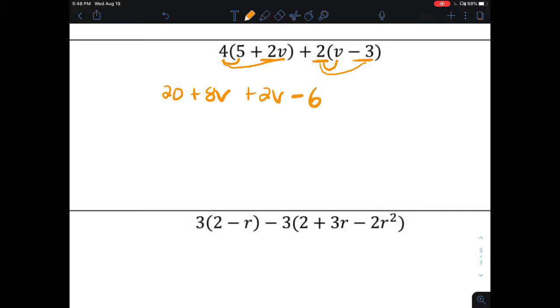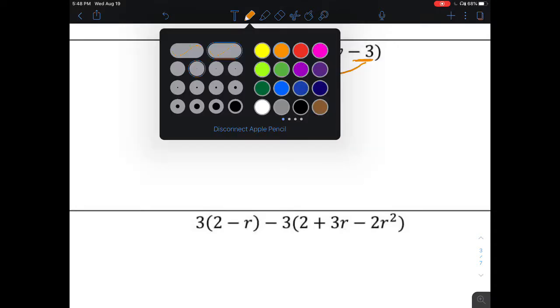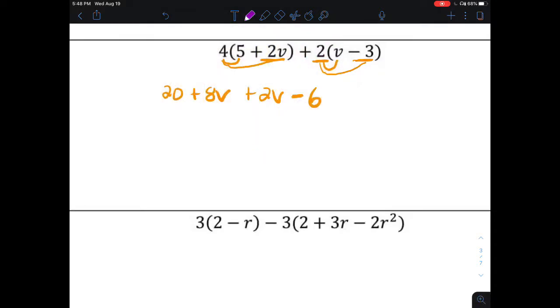Now we're at the point where we're looking to combine like terms. So let me change colors. All right, so I'm looking for my variables to put together first. I have an 8v and I have a 2v. I put them together, both of those are positive. So 8v put together with 2v gives me 10v.